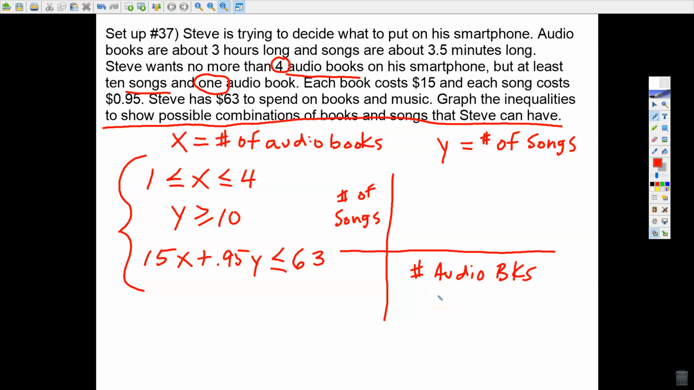All right, so I hope that helps you take number 37 from here and sketch the graph. And if you have any questions, let me know.